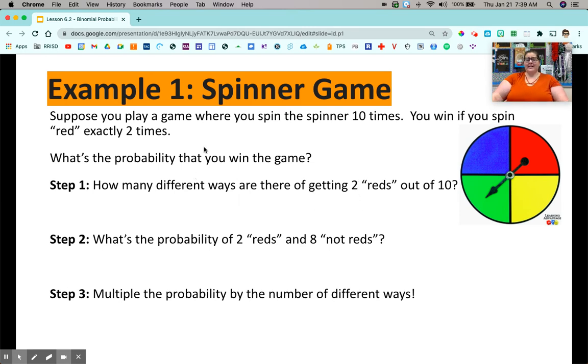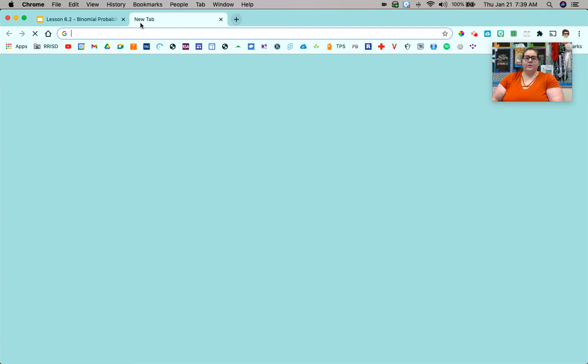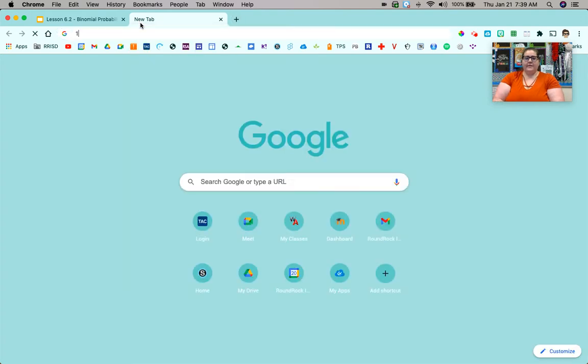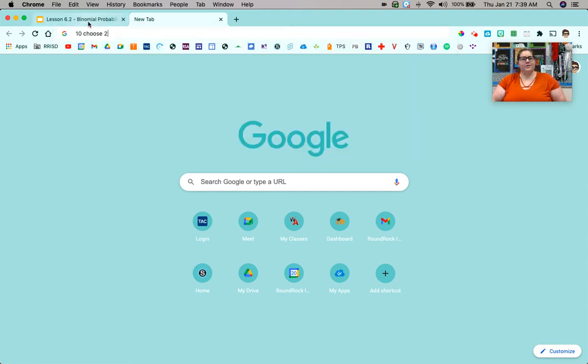So instead of having to sit here and think of all of the different ways, I am going to use a website. You can use a calculator, which I can show you in class next time if you are curious, or you may remember it from another class. But Google is amazing. So if I just type 10 choose 2, 10 means that we're spinning the spinner 10 times.